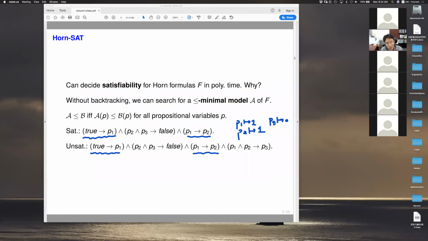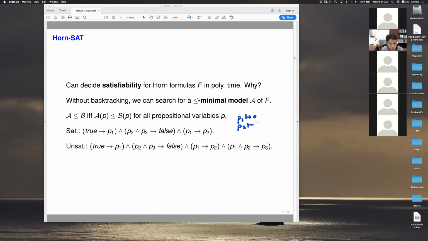So let me take it a bit back, because this makes it a bit confusing. I'm talking about the first formula, and I'm telling you how the satisfiability algorithm for Horn formulas works. I think this is a bit better. I'm going to explain it again. Initially, say every propositional variable is 0. P1 is 0.